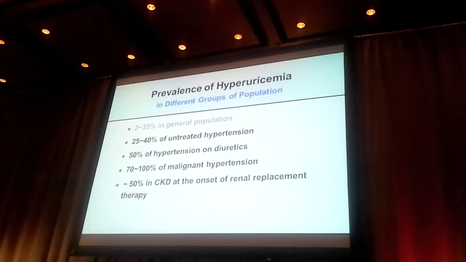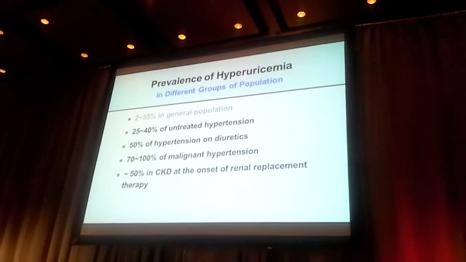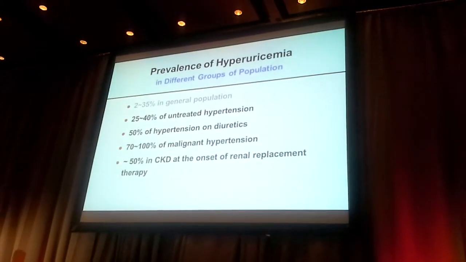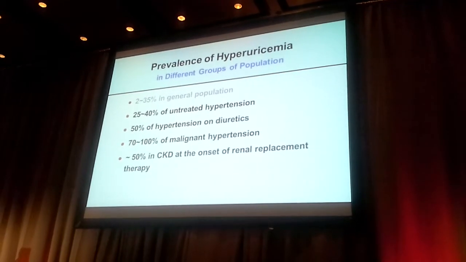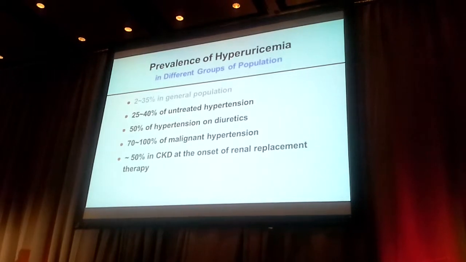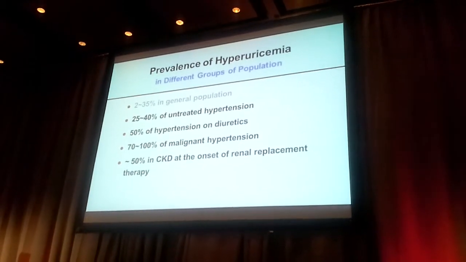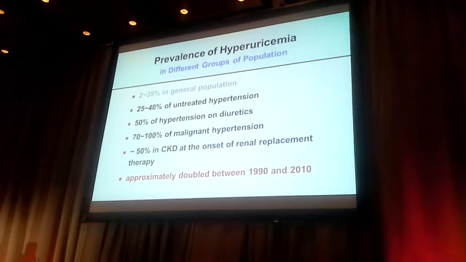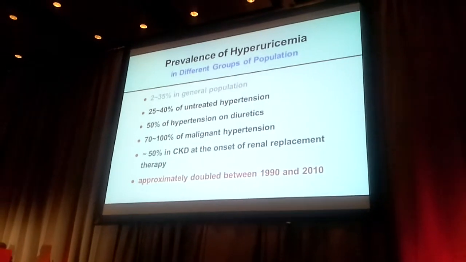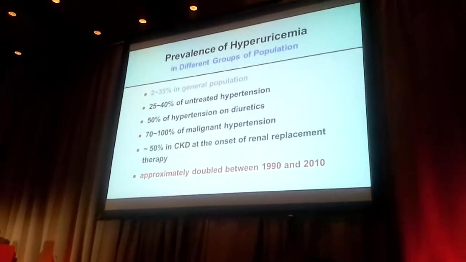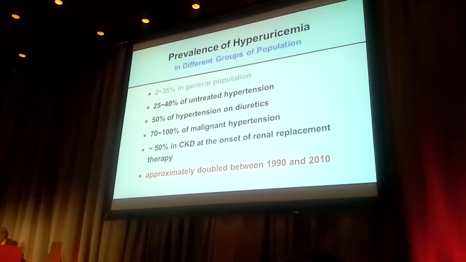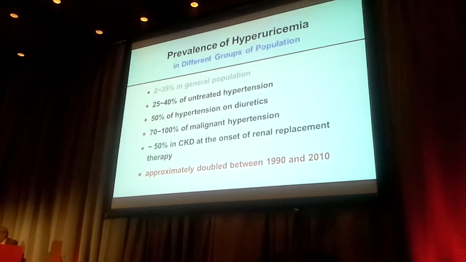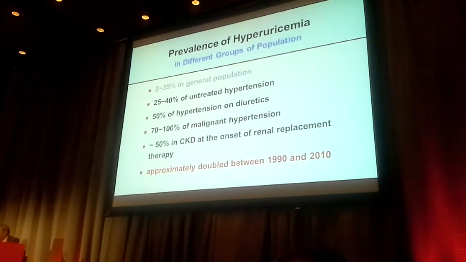35% in the general population. Hyperuricemia is also found in 25 to 40% of untreated hypertension and more than 70% in malignant hypertension. And importantly, I wanted to tell you that the prevalence of hyperuricemia has approximately doubled during the recent 20 years, becoming one of the emerging clinical concerns in modern society.